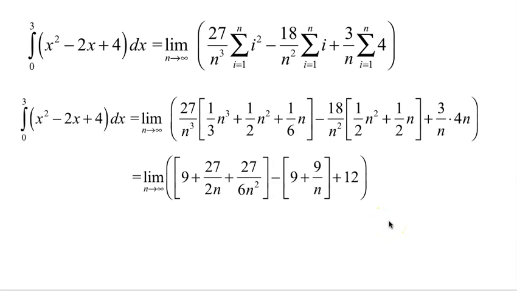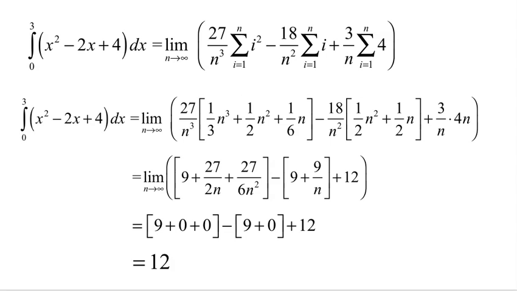Now, as n goes to infinity, 27 over 2n goes to 0. If n is a million, 27 over 2 million, basically 0. If n is a million, 27 over 6 times a million squared, basically 0. 9 over a million, basically 0. So we get all of that, which gives me an answer of what? Gives me an answer of 12.